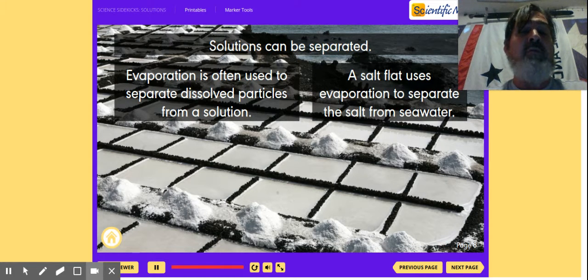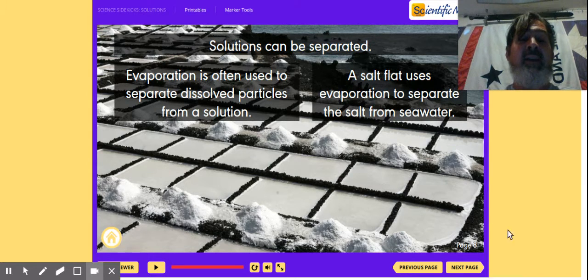A salt flat uses evaporation to separate salt from seawater. So, in this picture right here, the seawater flows up into these little rectangles, and the sun beats down on the saltwater solution there, and all of the water evaporates away, leaving just the salt, and the people come around and scoop up the salt and they use it.